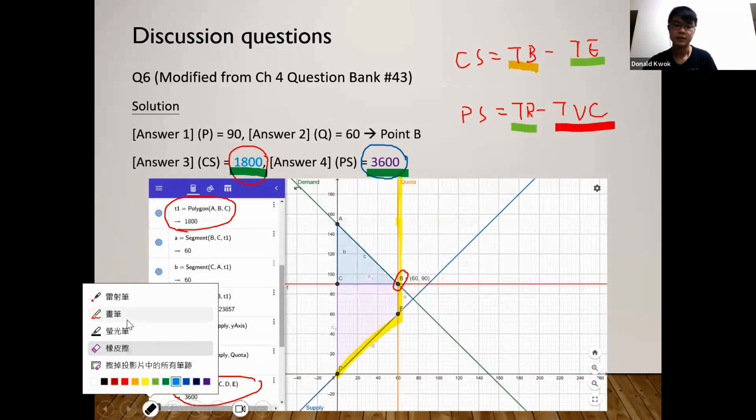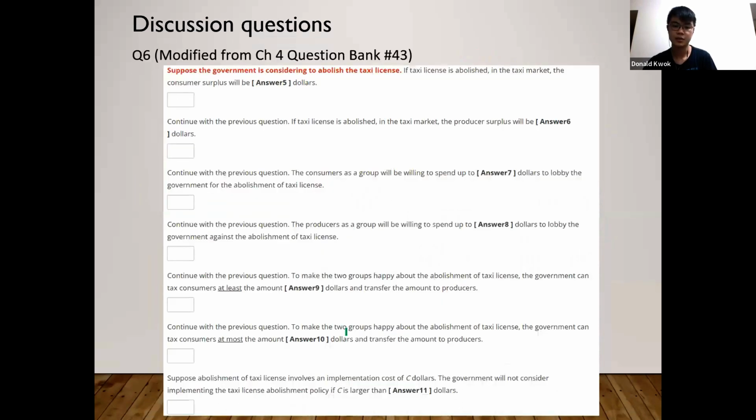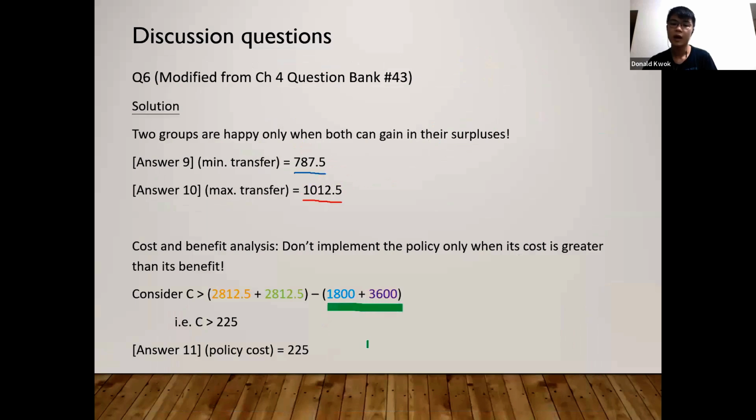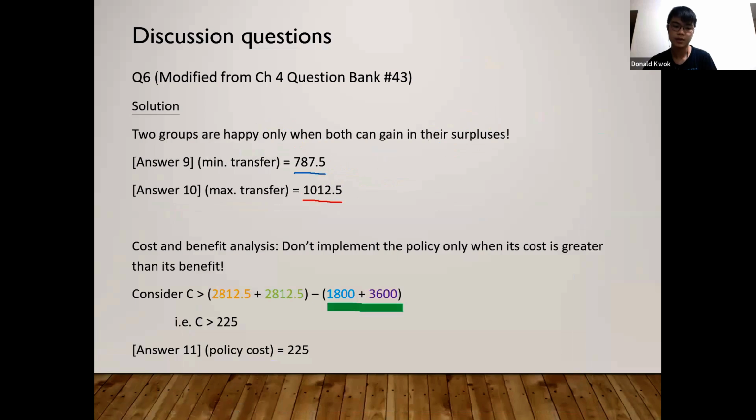Before the abolishment of the taxi license, okay, when the taxi license is in place, then the consumer surplus and producer surplus is 1,800 plus 3,600. While after the abolishment of the taxi license, the new consumer surplus and the new producer surplus are these two amounts. So the new total economic surplus is the sum of these two values, which gives us here. Okay, so the increase in total economic surplus will be 225. This means that if the implementation cost C is greater than 225, then the government should just do nothing and not abolish the taxi license.